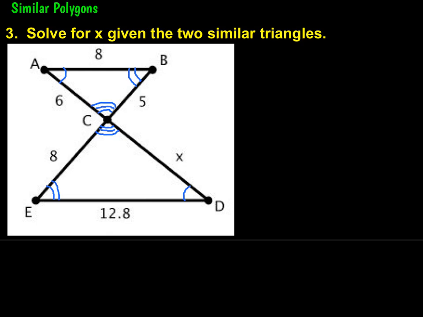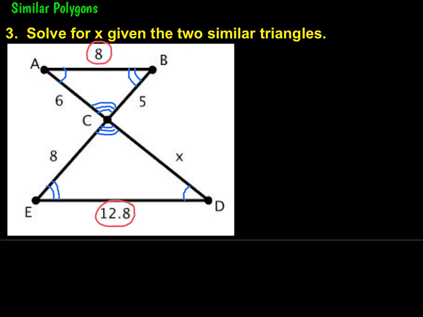Okay, problem 3, we need to solve for x. And so we can see all the angle marks, which will help us find the sides that would be put together. So let's start by matching up what goes together. We'll start with 8. What do you think 8 would correspond to or be similar to? Well, it's in between the two angles 1 and 2, so it would have to go with 12.8.